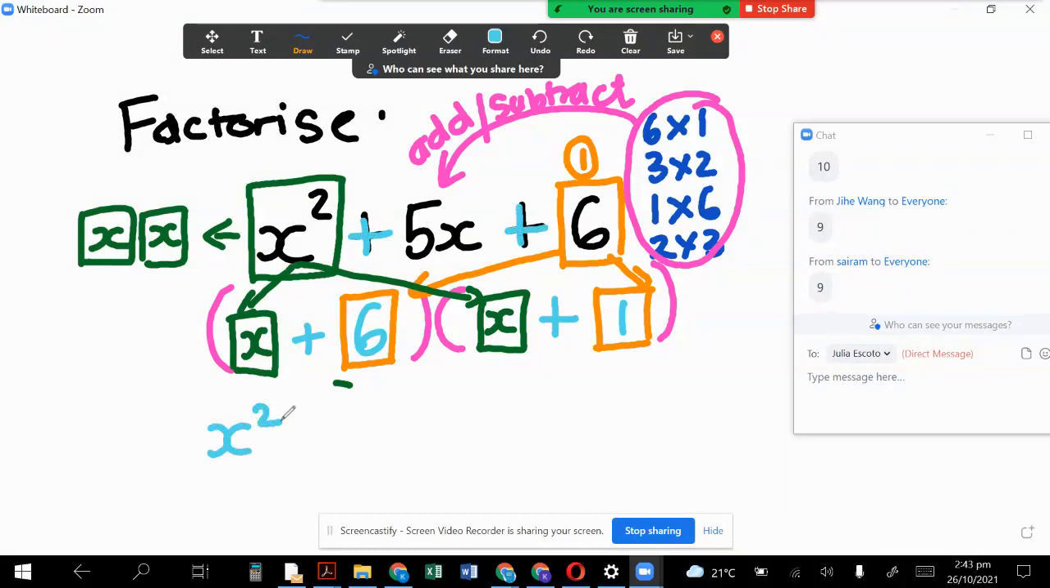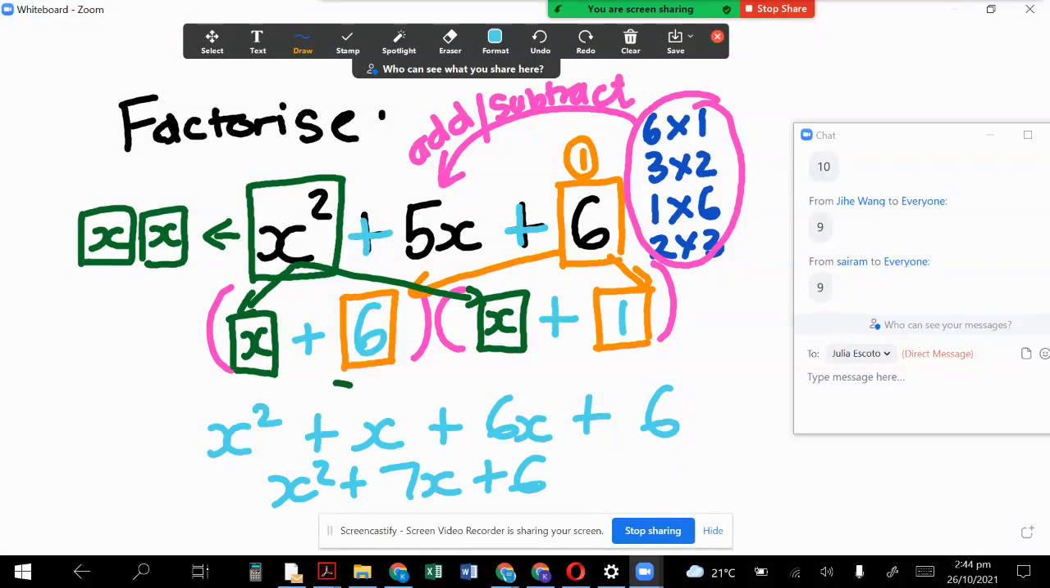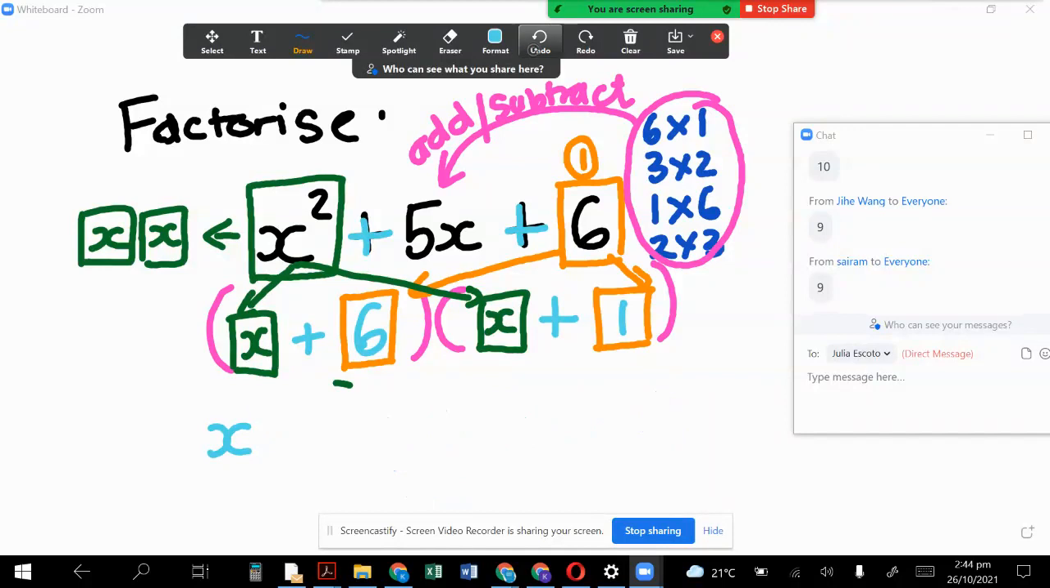Okay, let's see if this will work. X times x gives you x squared. X times 1 will give you x. 6 times x will give you 6x. And 6 times 1 will give you 6. And you can see the middle term becomes x plus 6x, which is 7x. And the first term is x squared. You can see this is not the same as the question. So this is completely wrong. So 6 and 1 definitely won't work, which means we can't use 6 and 1. And we can't use 1 and 6 either, because that will also not work. So I'm going to rule out 6 and 1 and 1 and 6.